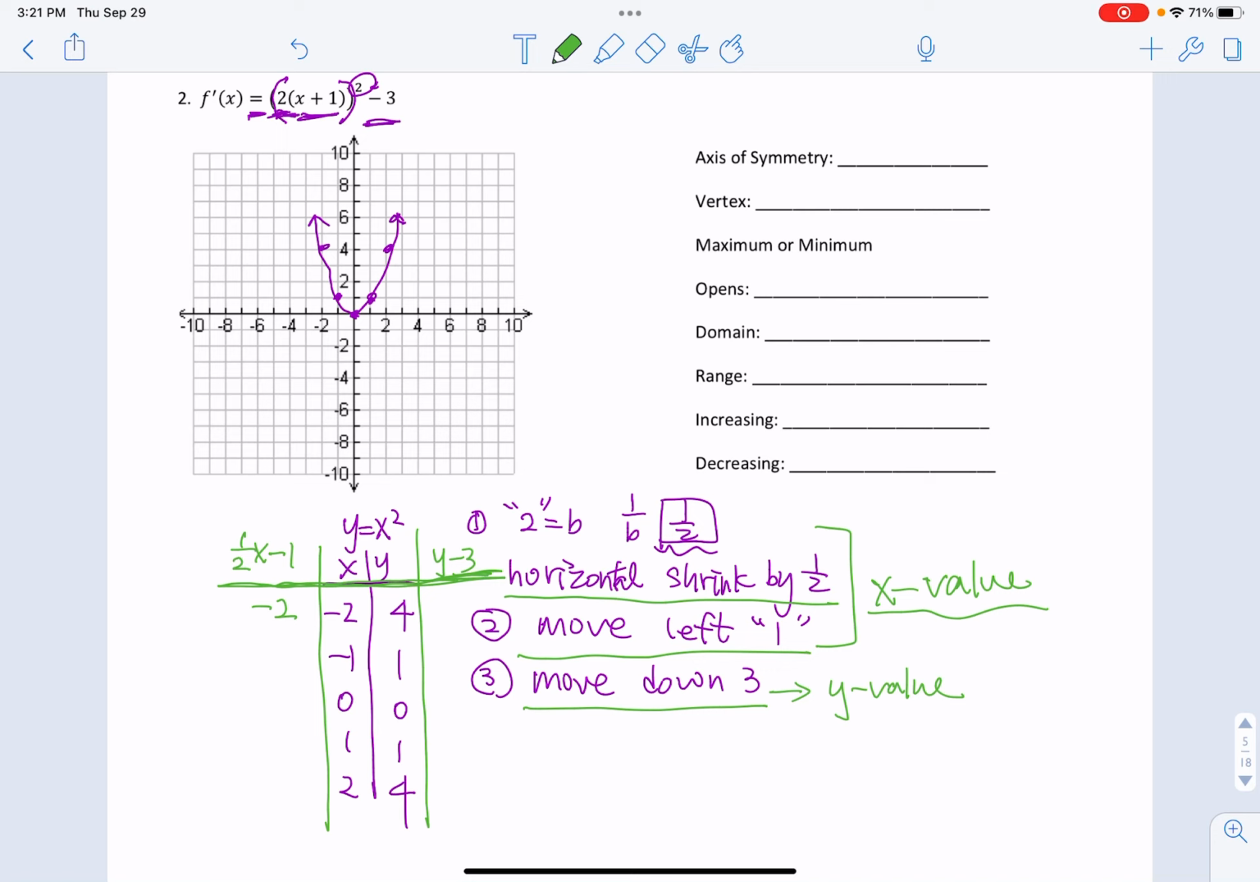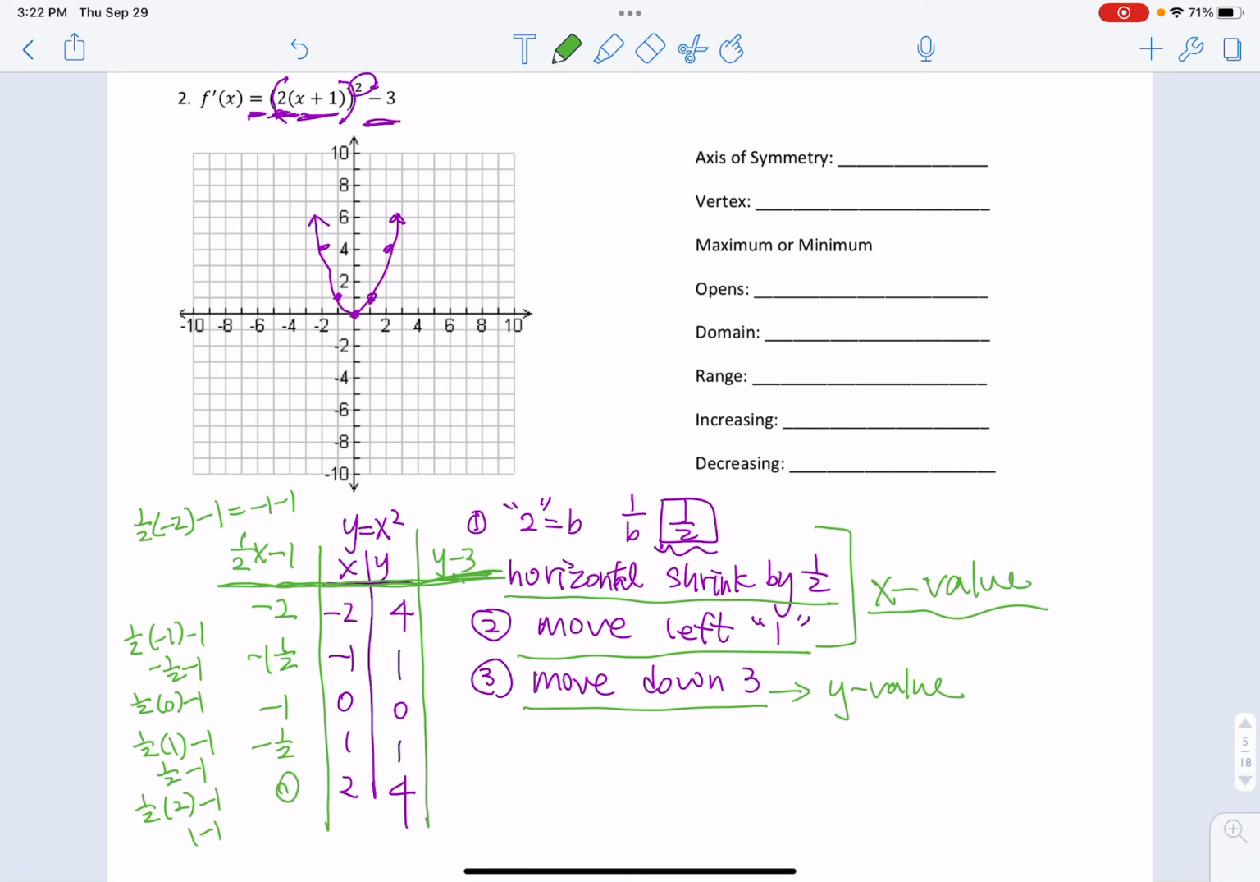1/2 times -2 minus 1 will be -1 minus 1, so it's -2. And then 1/2 times -1 minus 1 will be -1 over 2 minus 1, so -1.5. And then 1/2 times 0 minus 1 will be -1. And 1/2 times 1 minus 1 will be 1/2 minus 1, so -1 over 2. And 1/2 times 2 minus 1 will be 1 minus 1, which is 0.